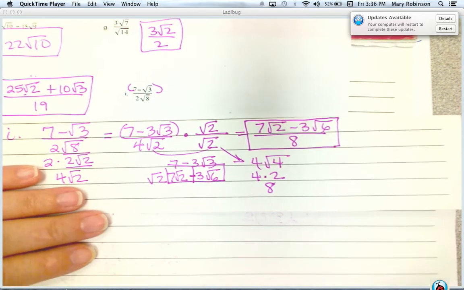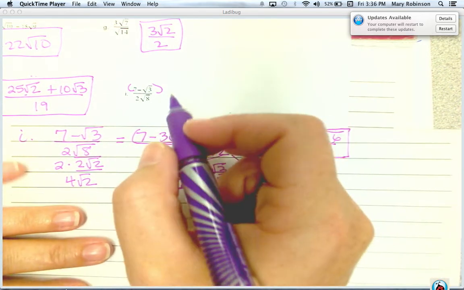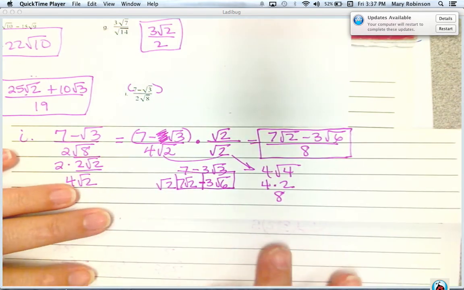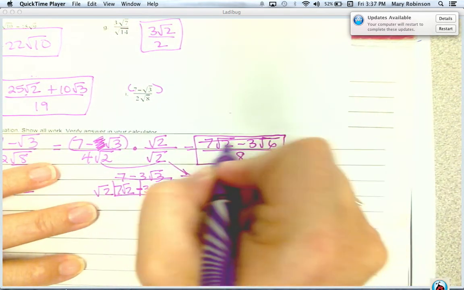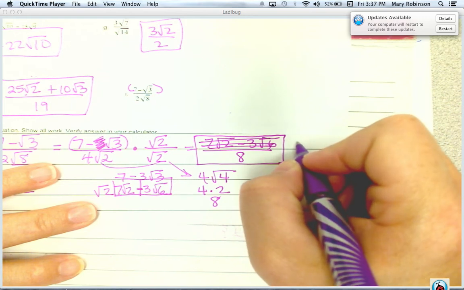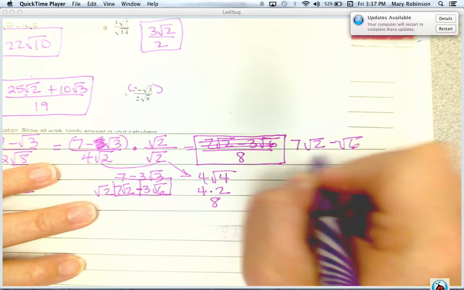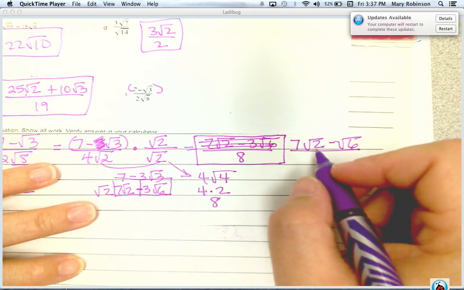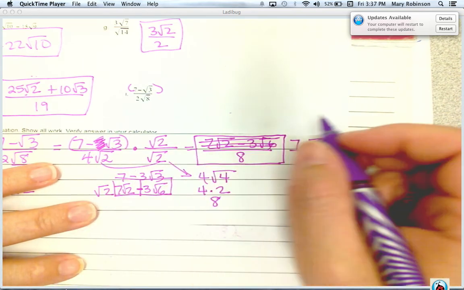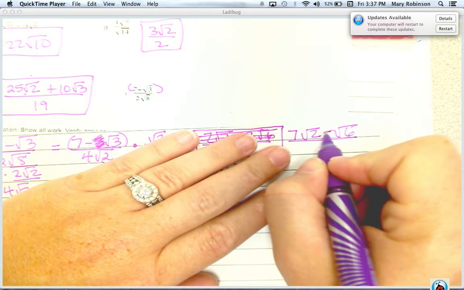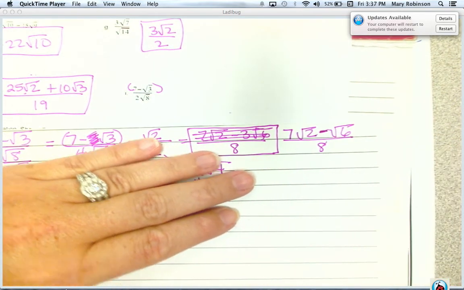Oh, I know the problem. When I rewrote this over here, I apologize for this. I rewrote it, but wrote 3 square roots of 3, and it wasn't there at all. So this should have just been 7 square roots of 2 minus the square root of 6. And then the denominator would still be 8. So see how important checking is? It helped me catch mine.